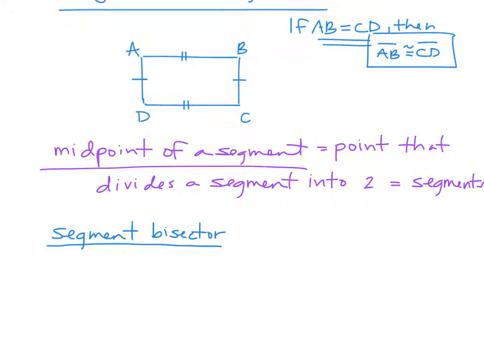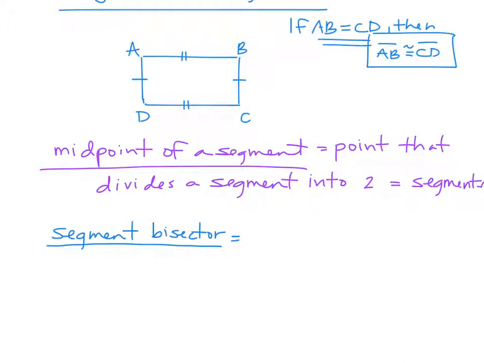With this one, anyone know what a bisector is? That's they intersect, but what is it to bisect? Not in 2 places, but into 2 equal parts, right? Bi is 2. So a segment bisector is going to cut a segment into 2 equal parts. The only difference, if it is a midpoint, would be a bisector, right?